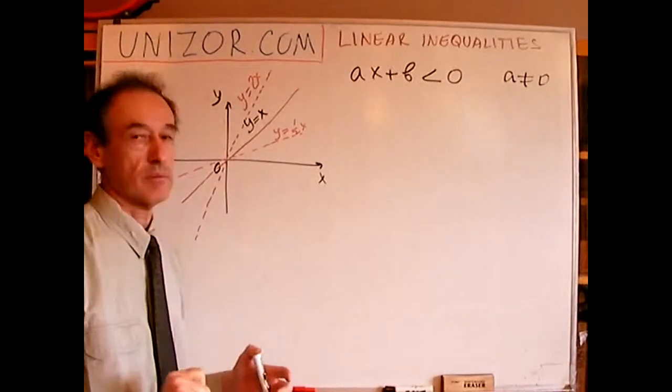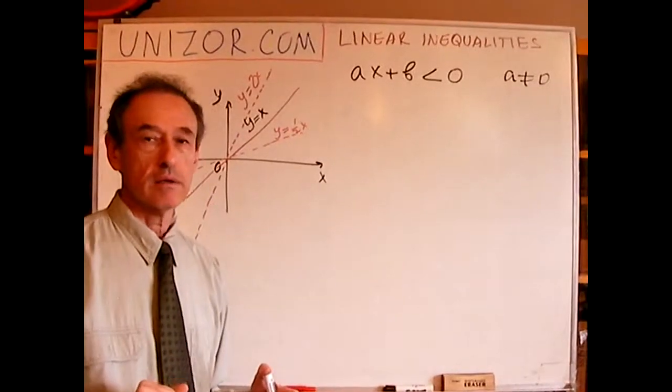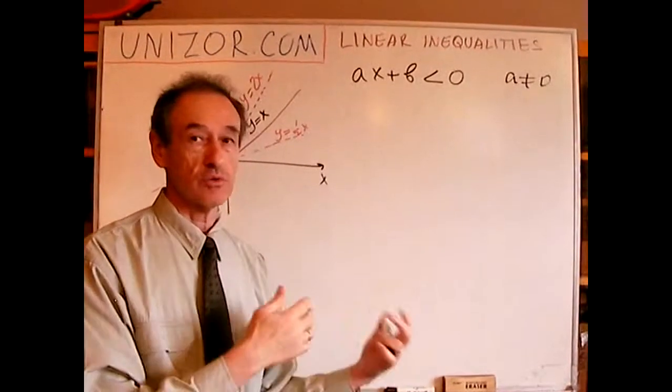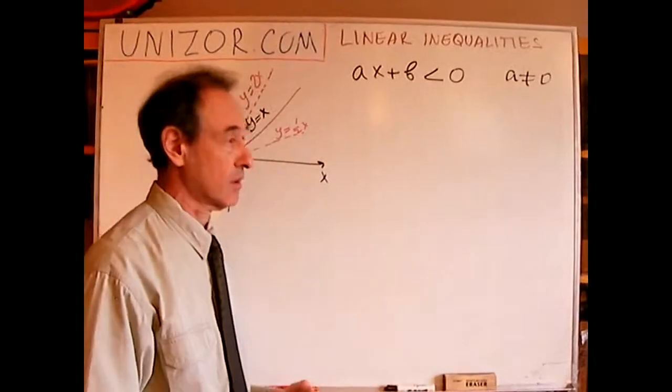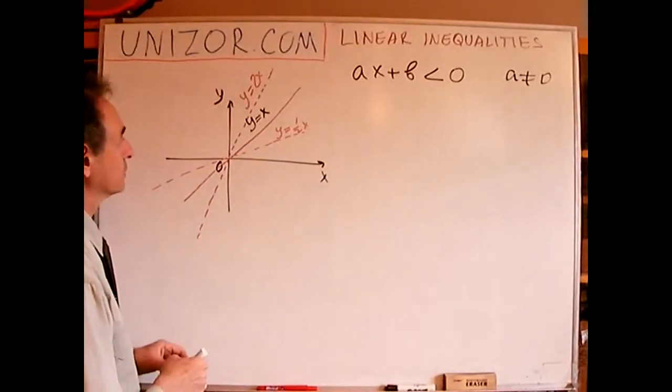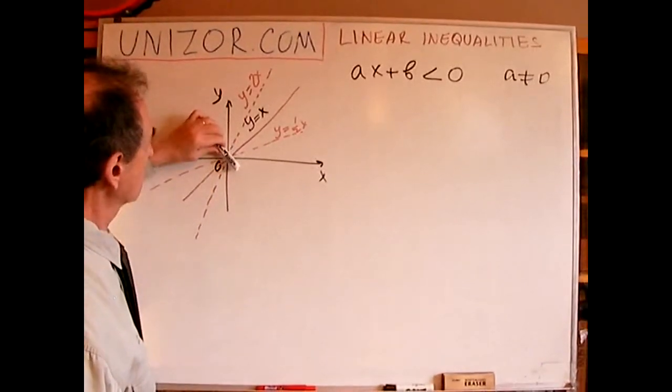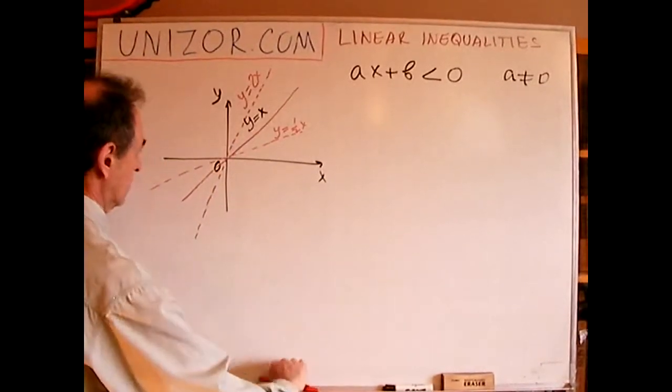If, however, you multiply this graph by a negative number, -2, -1/2, or minus whatever, then instead of being directed in this way, the graph will be directed this way.